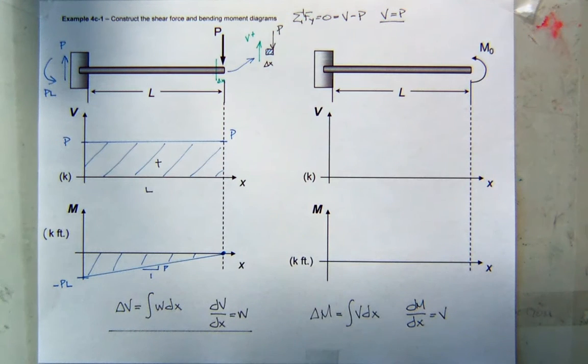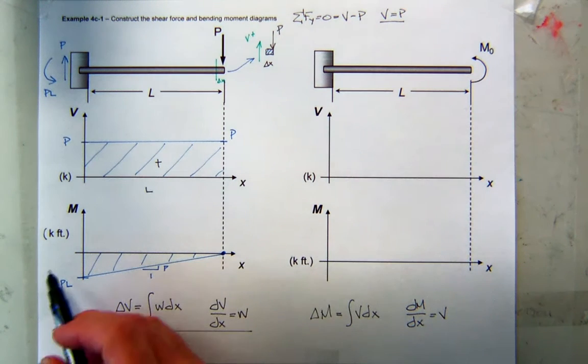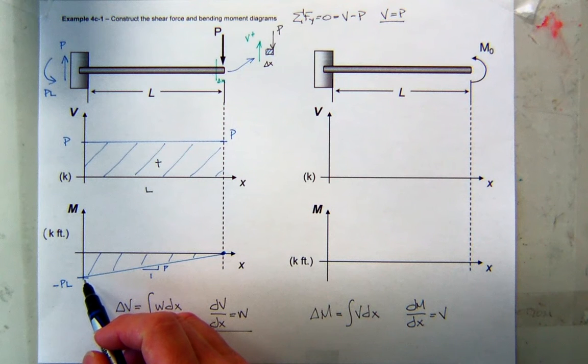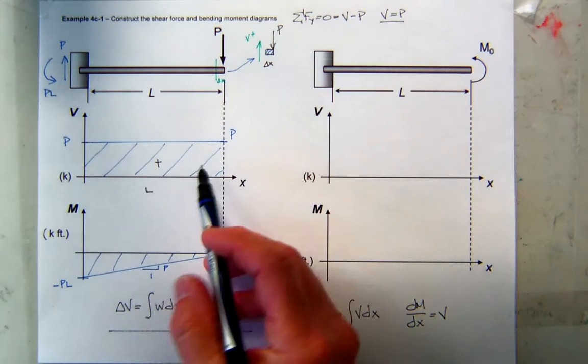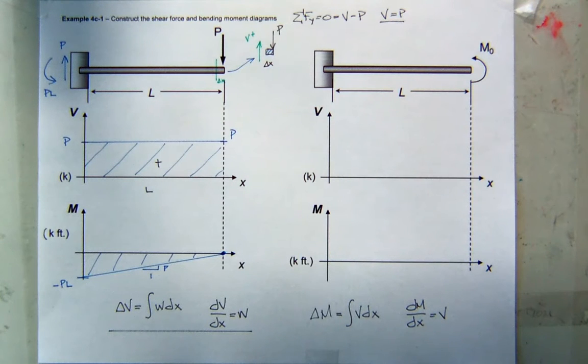So where's my maximum moment? Right there at the fixed connection. And what's the value? Negative PL. What's the maximum shear? P. Where does it occur? Everywhere.